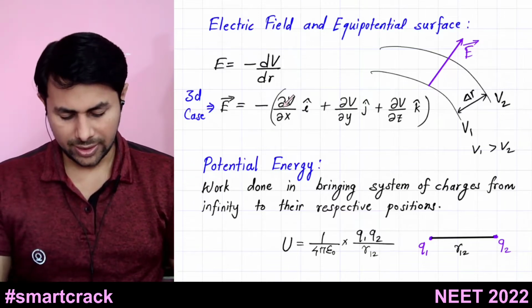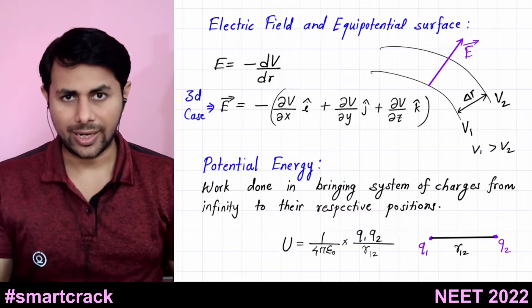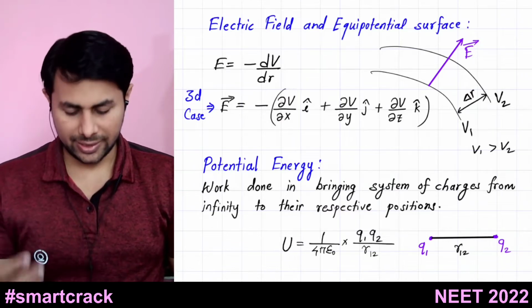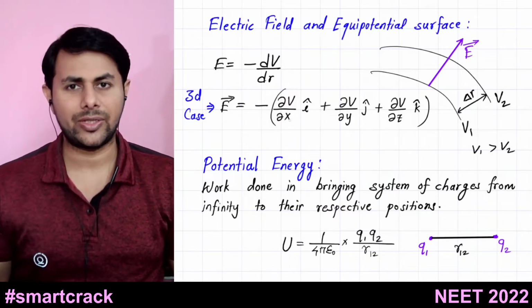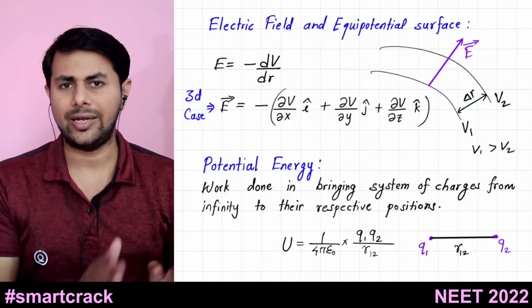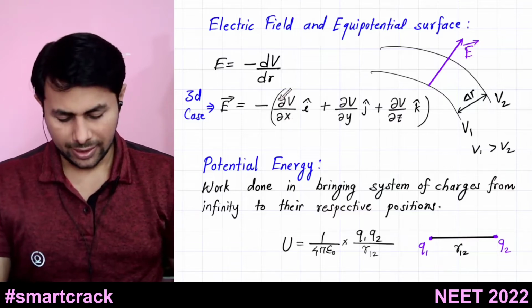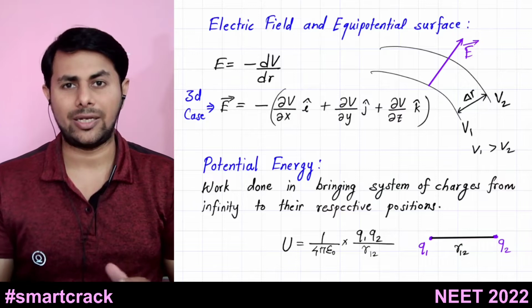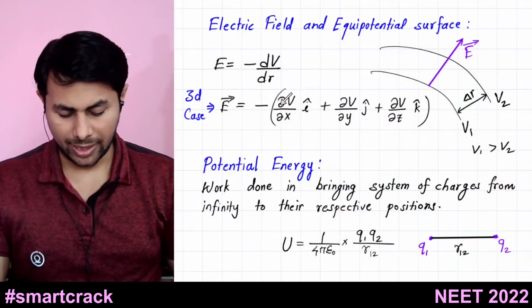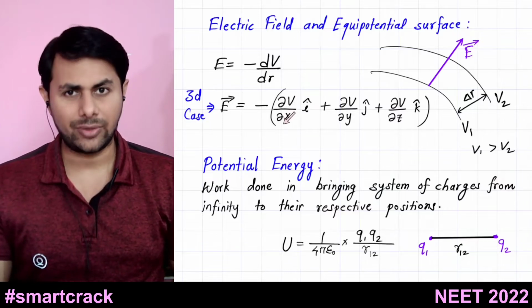Okay, so this symbol is for that. It says that when we are taking the derivative with respect to x, we are treating y and z as constants, and this kind of derivative is known as partial derivative. Okay, so this is the partial derivative of V with respect to x.